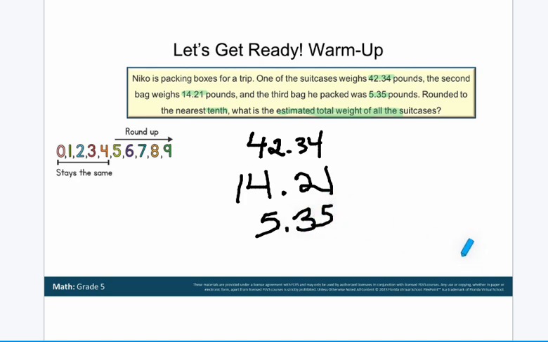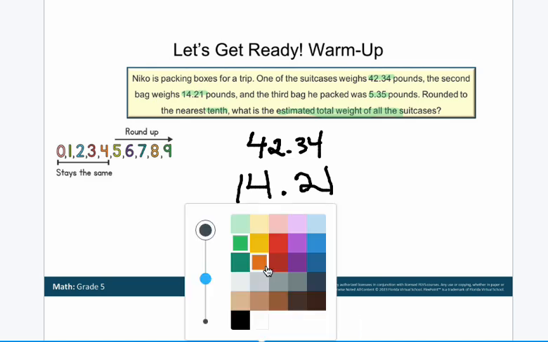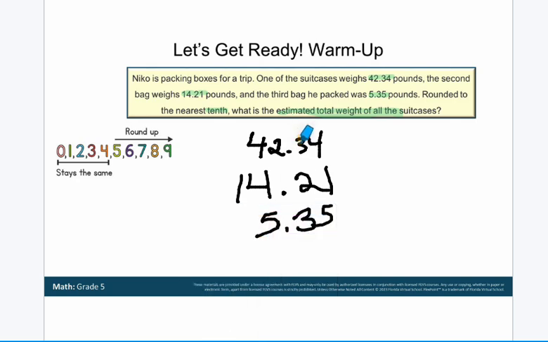What I want you to do right now is pause the video, and I want you to round each of these to the tenths place value. Then restart the video to check yourself. So go ahead and pause it now. Okay, so hopefully you remember that the first place value after the decimal is the tenths place value.